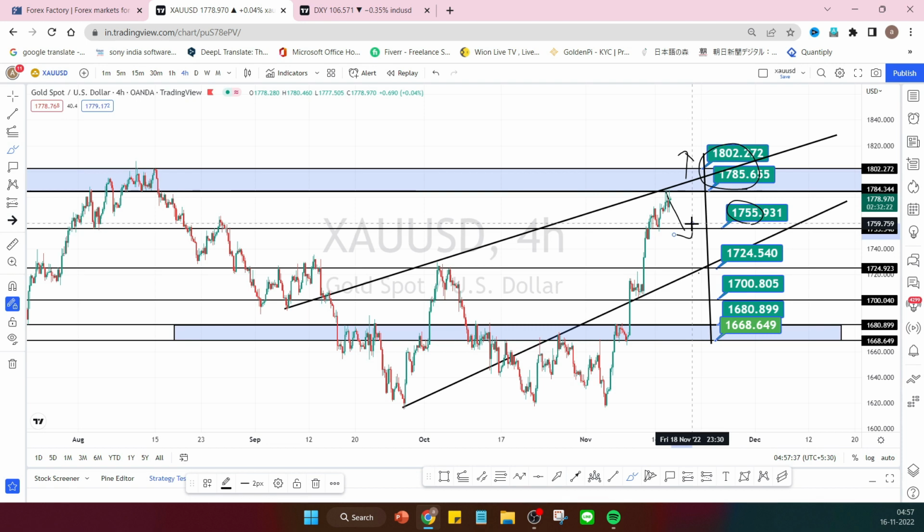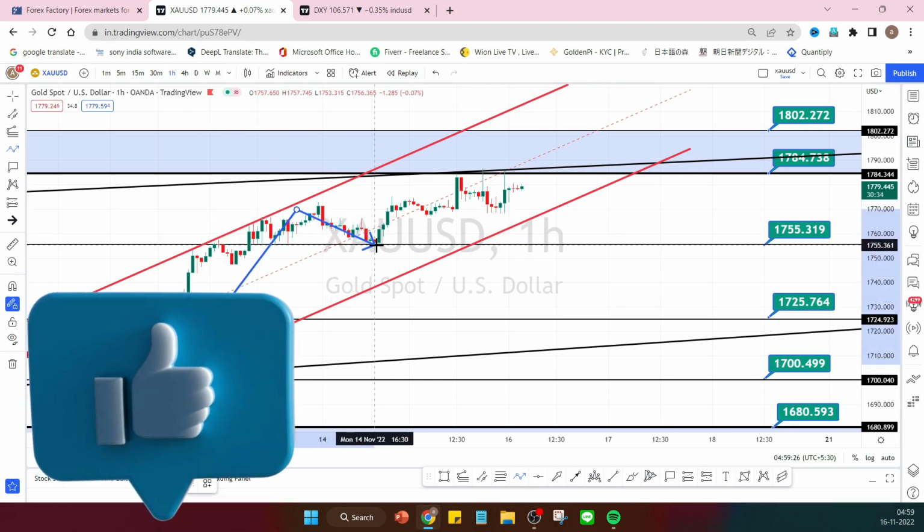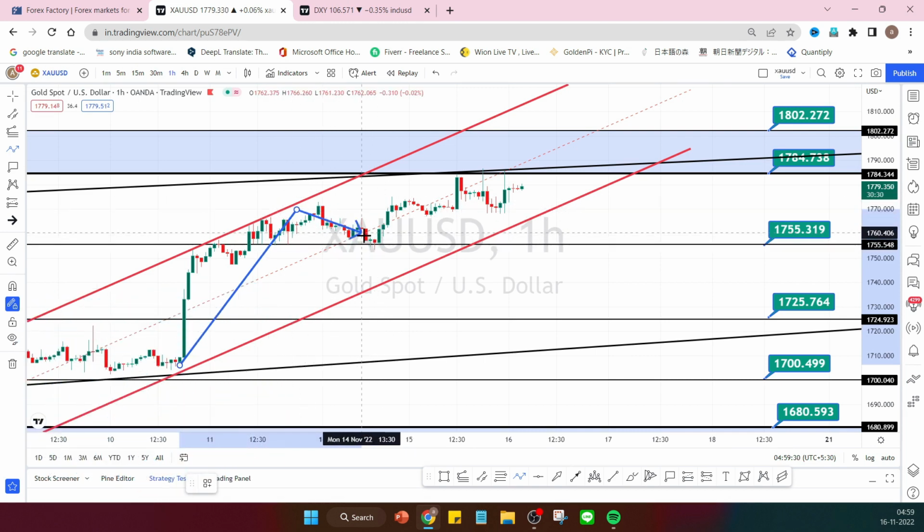Let us look at the price action in hourly time frame. I am in hourly time frame, and in yesterday's analysis also we have drawn a bullish channel pattern, and currently we are noticing the price action to bounce back from this resistance line, but it has taken support at the support level of 1755 and it is still continuing in a bullish side retracement.